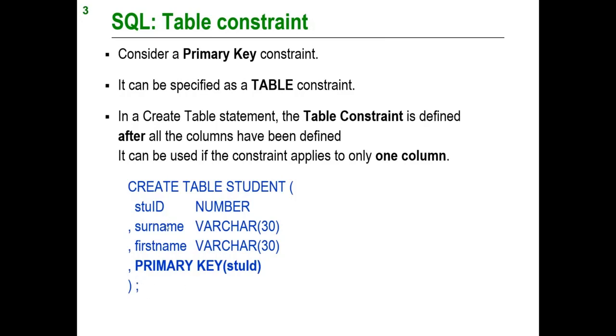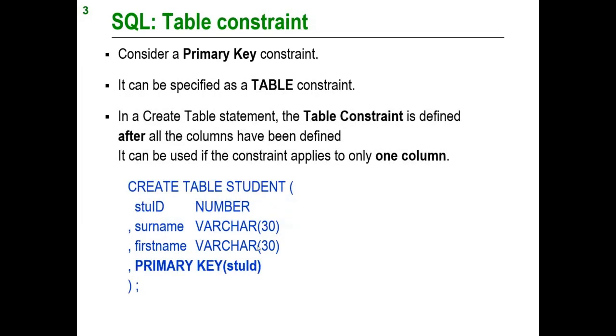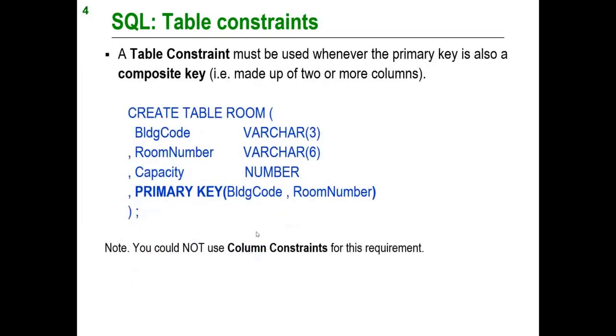But remember, this is the way we usually define our primary keys, but you can define it in this way as well if it applies to one single column. Now in this example, I define the primary key as a table constraint, because there is one reason why we need to stick with the table constraint. If you have more than one column for a given primary key, remember the composite primary keys that we have studied, we can't define that as a column constraint.